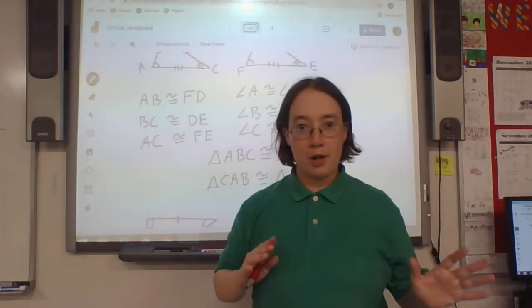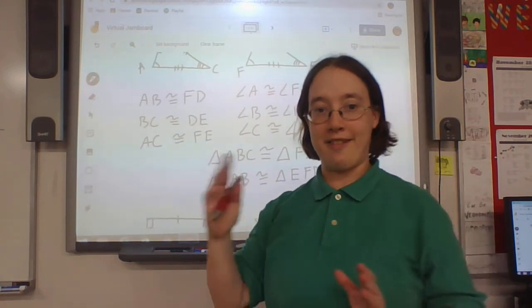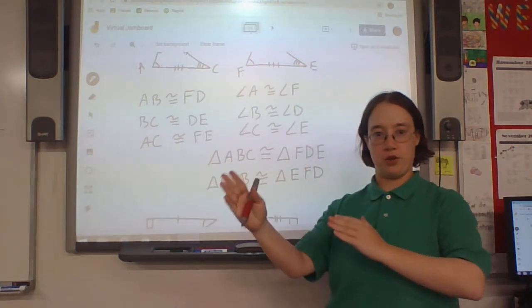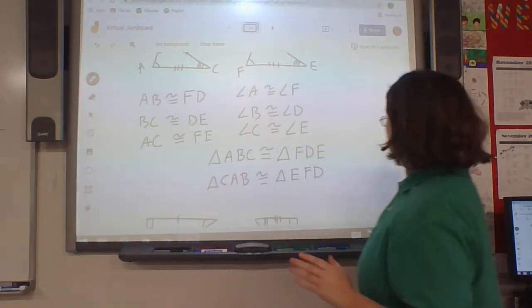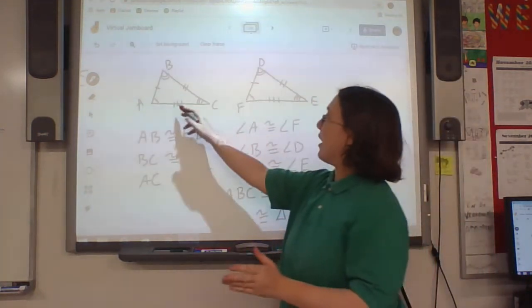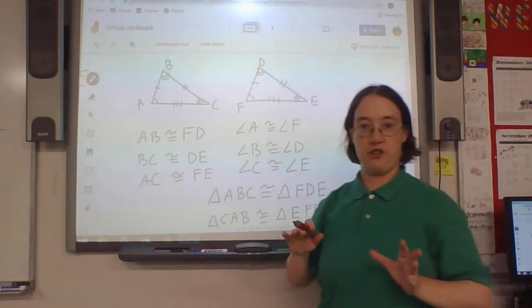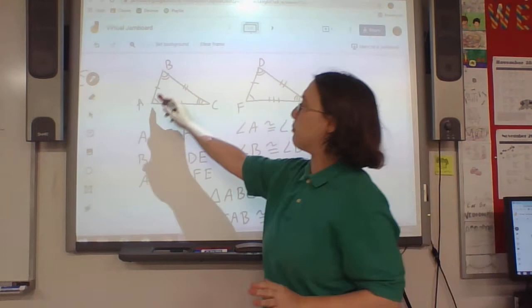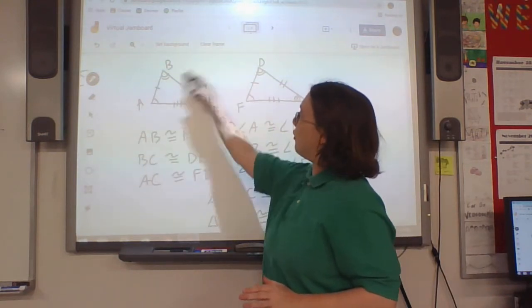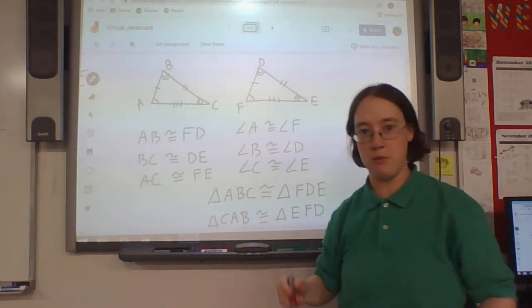So which order we're going in doesn't matter as long as we're going in the same order on both of your triangles, which is pretty easy as long as the triangles are in the same position. So if they're facing the same way, it's usually pretty easy to tell, well, this one goes with that, that one goes with that, and that goes with that. Boom, boom, boom. We're in the same order.